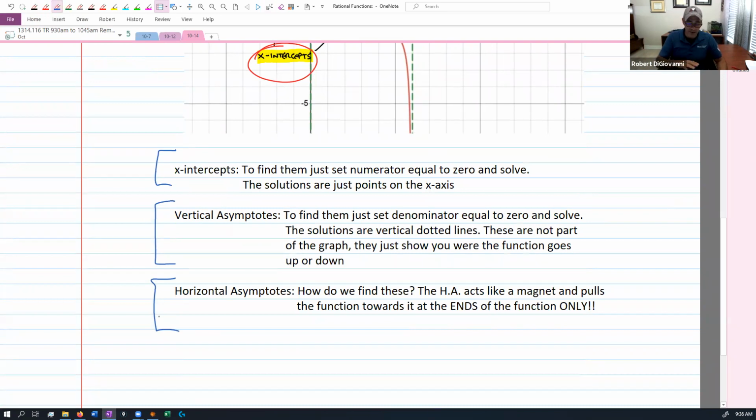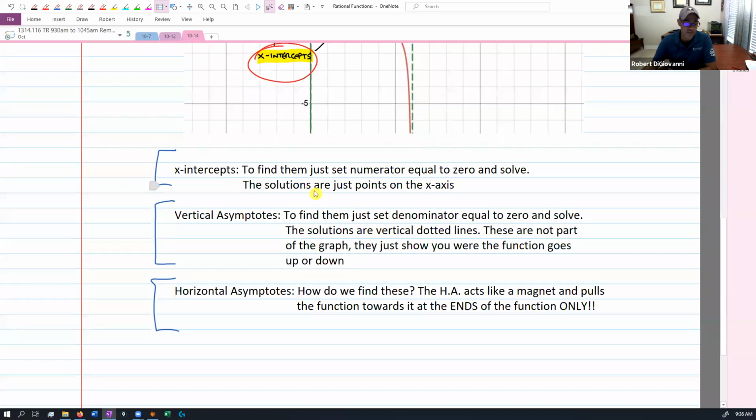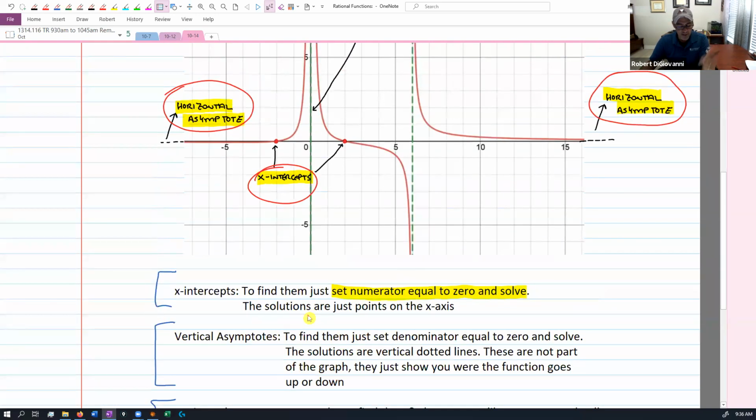Don't worry about copying this down because I'll restate all this in a little while. So the x-intercepts, this was your homework problem, right? I said I wanted you to find the x-intercepts and vertical asymptotes for these four rational functions. What you should have done is set the numerator equal to 0 and solved, right? When we look at the graph, these answers are going to be points on the x-axis. So the x-intercepts give us these points on the x-axis.